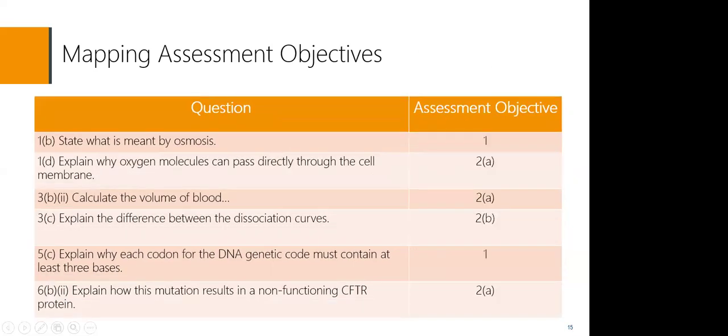If we look at these assessment objectives, state what is meant by osmosis is assessment objective 1, because osmosis is a specification term. Candidates should be able to recall the meaning of the term. State is almost always used for AO1.